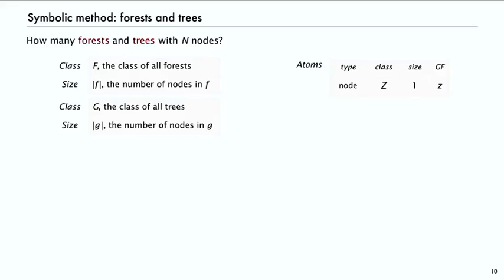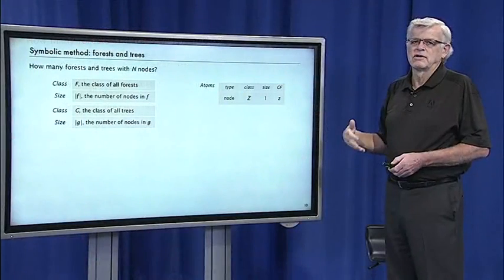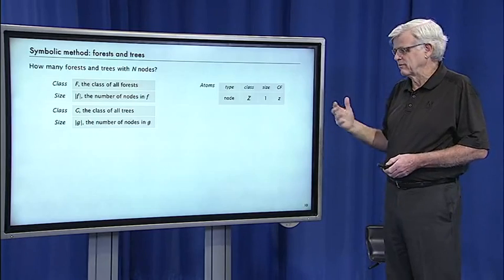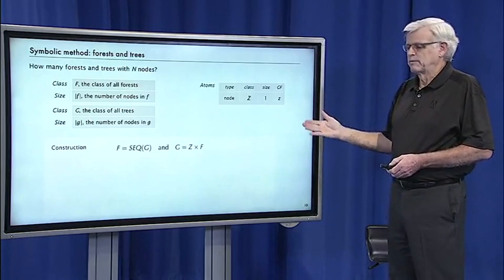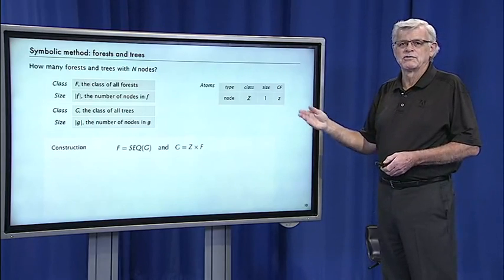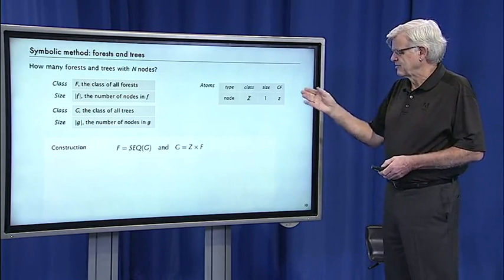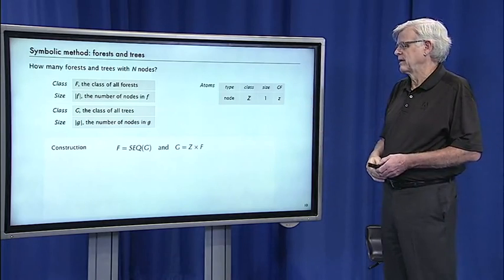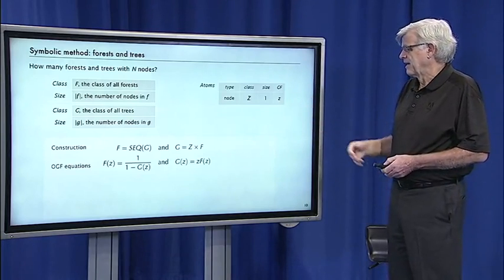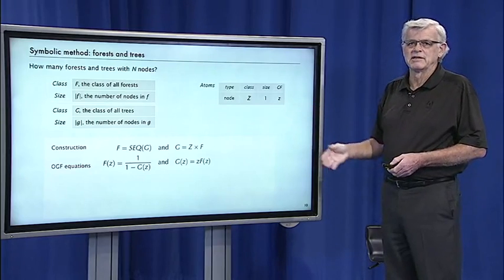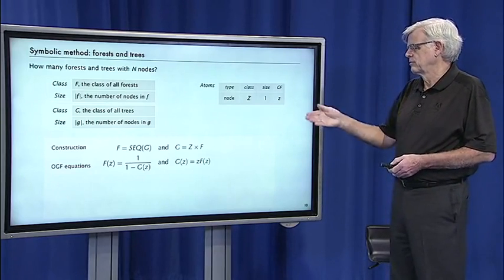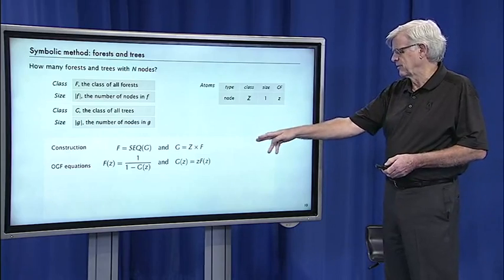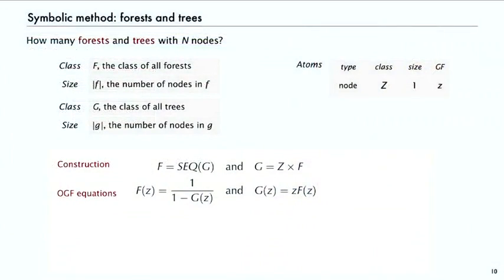So those are 2 combinatorial classes, and now we can use our definitions of those classes to develop constructions directly from the definitions. What did we say? We said a forest is a sequence of trees, and a tree is a root node in a forest, and that immediately corresponds to those 2 constructions. And then the transfer theorems immediately give us the OGFs for those 2 combinatorial classes. F of Z is 1 over 1 minus G of Z, and G of Z equals Z F of Z. That's what I referred to on the previous slide.